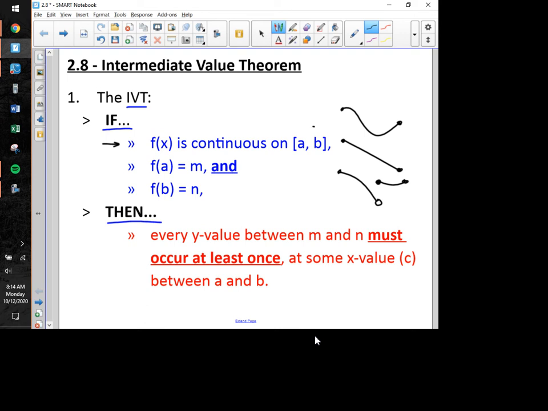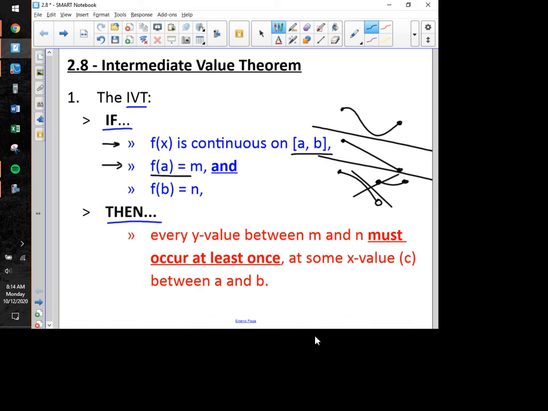So the first one that I drew works, the second one that I drew works, the third one has a jump discontinuity somewhere in the middle of it, so that one would not apply. We'll get to that a little bit more later. But this only applies if your function is continuous on this closed interval from a to b. And then the second 2 conditions here basically just tell us the y values that this function begins and ends at on this interval here from a to b.